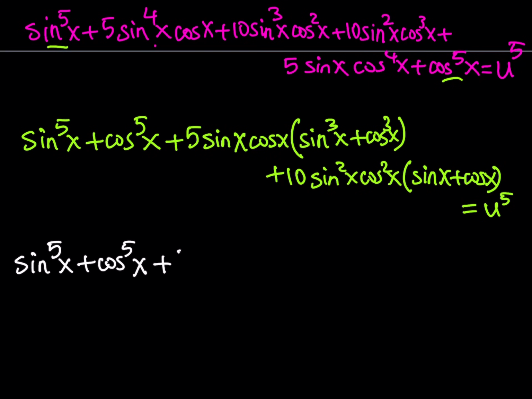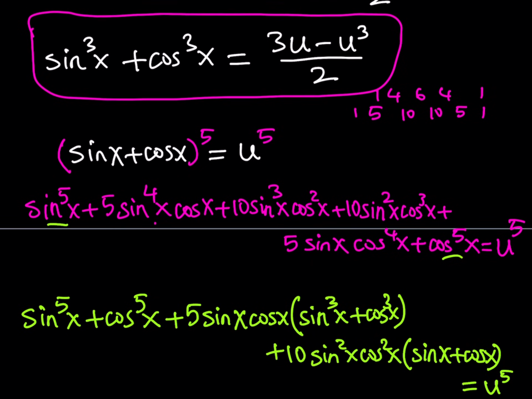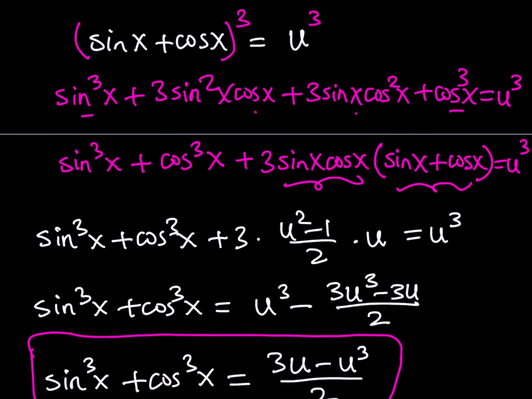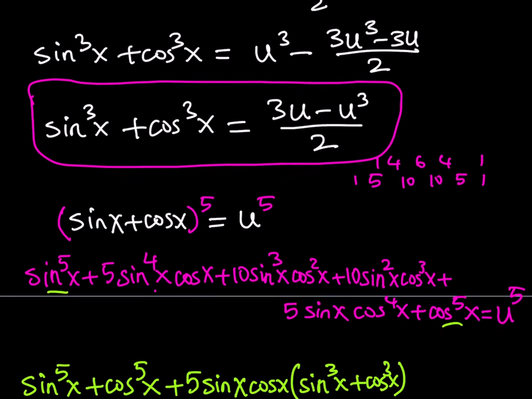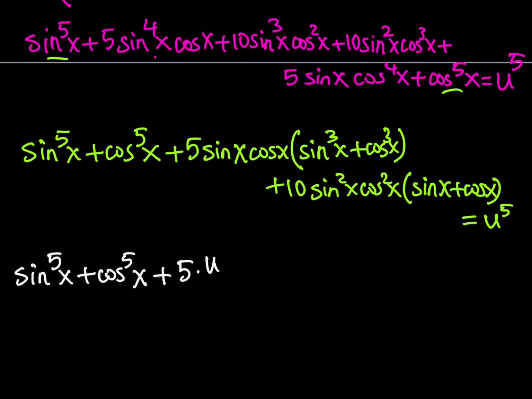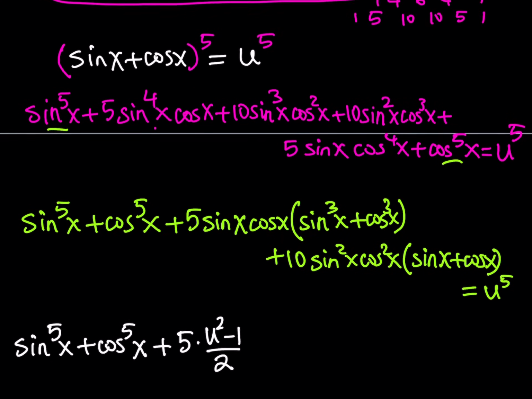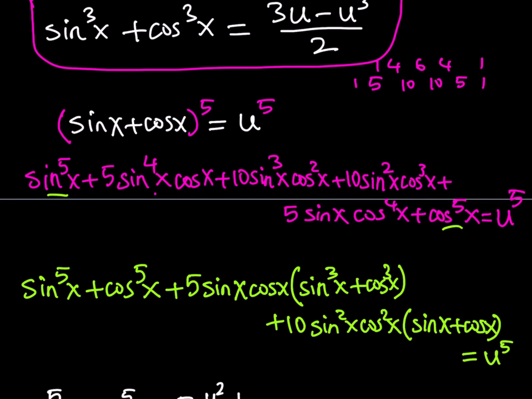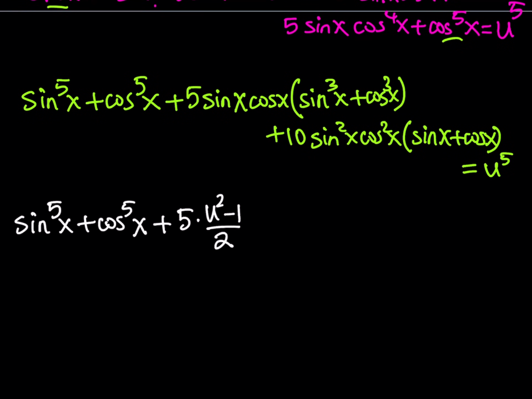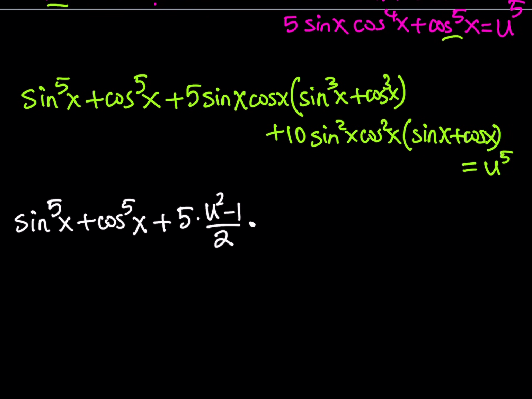Plus, I'm going to replace sine x cosine x with something, right? What was that? It was, not that one, okay? It was u squared minus 1 over 2. Great. Okay, so that's going to be u squared minus 1 over 2. Cool. What is sine cubed x plus cosine cubed x? That is equal to 3u minus u cubed over 2. Let's go ahead and do that. And obviously they are multiplied, right? So don't forget that. It's going to be 3u minus u cubed over 2. That takes care of the cube.